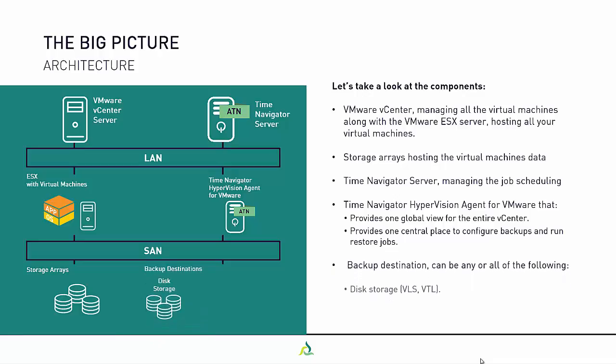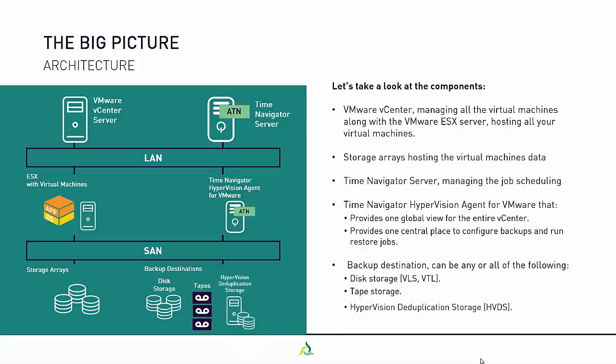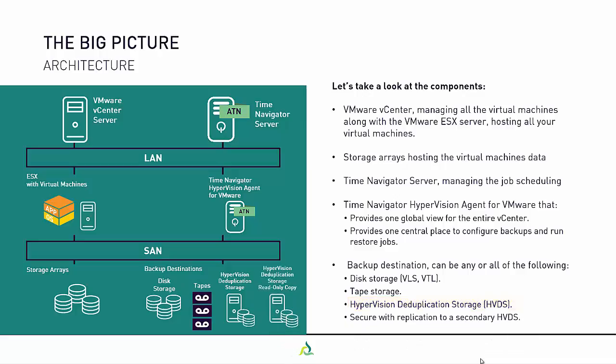we see the entire VMware infrastructure for both backup and restore operations. Backup destinations can be to disk, and that could be virtual tape library, or physical tapes like LTO, and our backup to our HyperVision deduplication storage, HVDS, for deduplicated backups. And we can even replicate to HVDS for a secondary server for high availability.